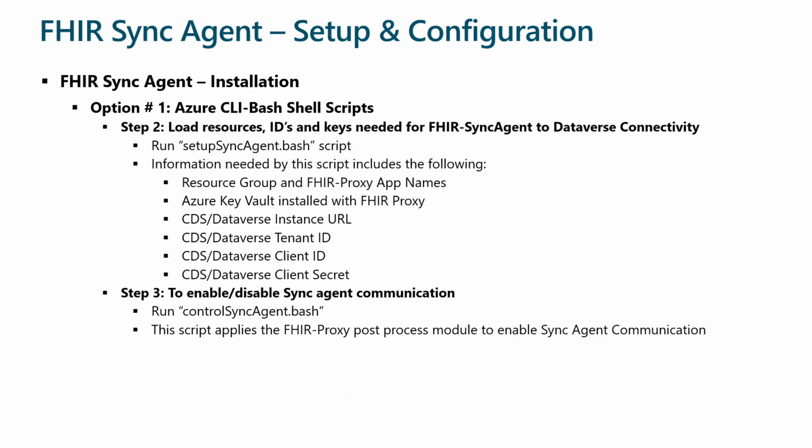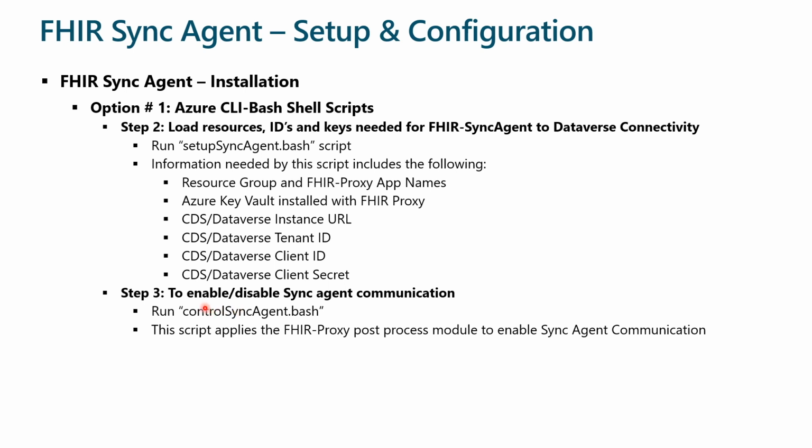Once you deploy the sync agent, the next step is to run the setup sync agent bash script. This script needs the following: resource group and the FHIR proxy app names, along with the Azure Key Vault that is installed along with the FHIR proxy, Dataverse instance URL, Dataverse tenant ID, Dataverse client ID, and client secret. This is from the Azure AD app registrations that we have done in the previous step.